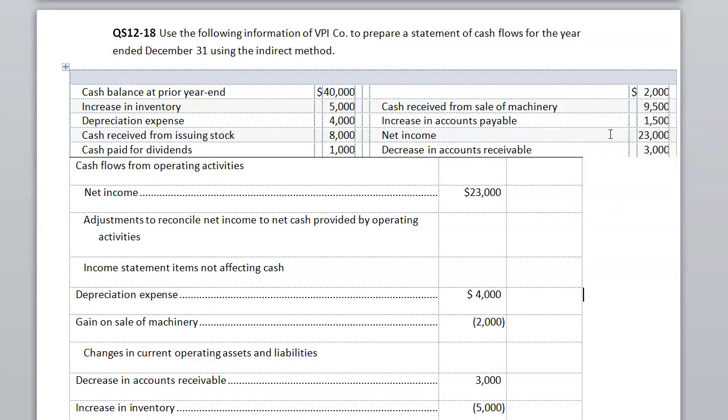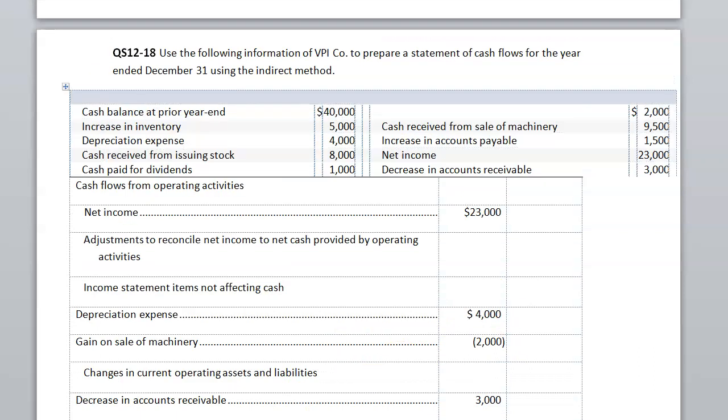We look for any adjustments that we might need to that income. One of them is depreciation expense, so we have $4,000. That's going to be added back. If we have any gains or losses, those are going to be accounted for. We are missing an amount here, but this should be gain on the sale of equipment. So gains are going to be subtracted. You want to remove the effect they had on the net income.